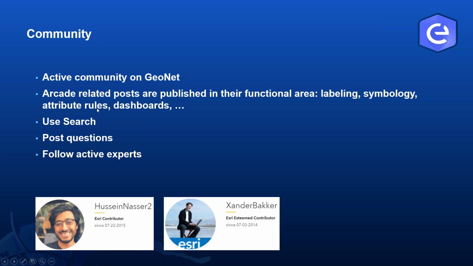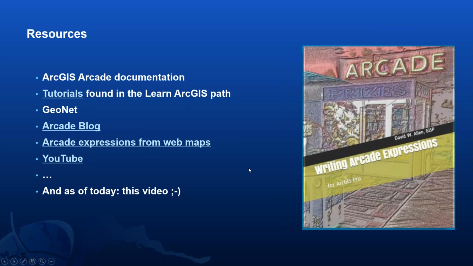I didn't find a place for Arcade as its own place, because it's used across the platform. So post it in the right context. If it's labeling, post in labeling, symbology in symbology, etc. The search in the new GeoNet is greatly improved, so use that as well, and you can follow those experts.